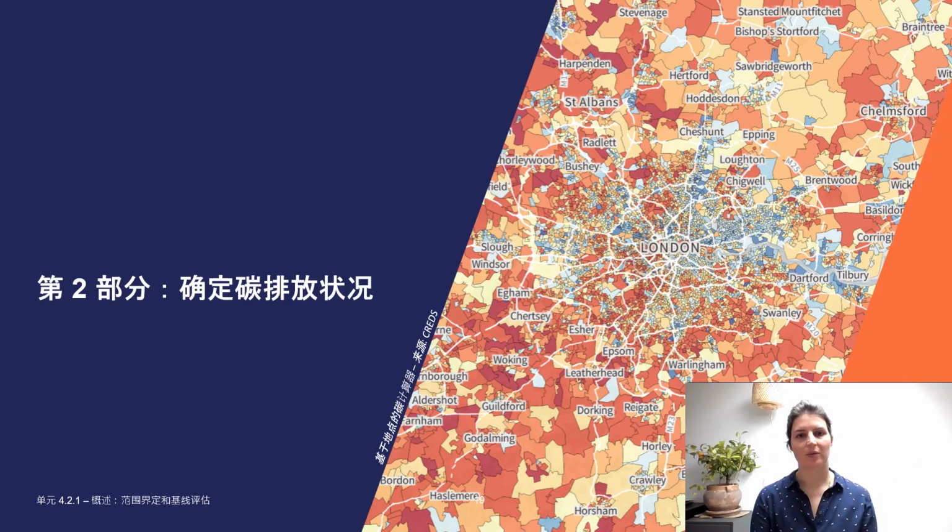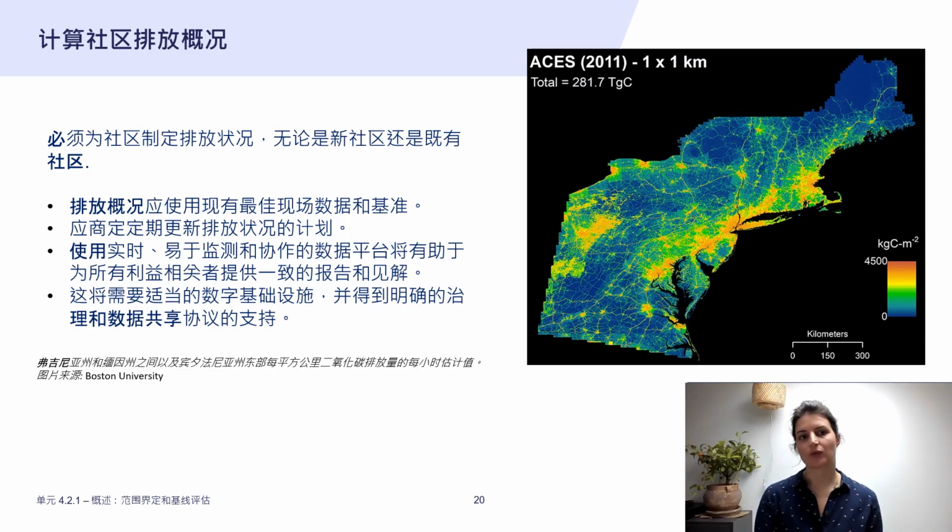Let's now move to our second part on scoping the carbon emissions profile. It is useful to develop an emission profile for the neighborhood, whether it is a new or an existing one. It should be done during the baseline stage using best available site data and benchmarks. A plan to update it regularly should be agreed. Using a live, easily monitored and collaborative data platform will help provide consistent reporting and insights to all stakeholders.